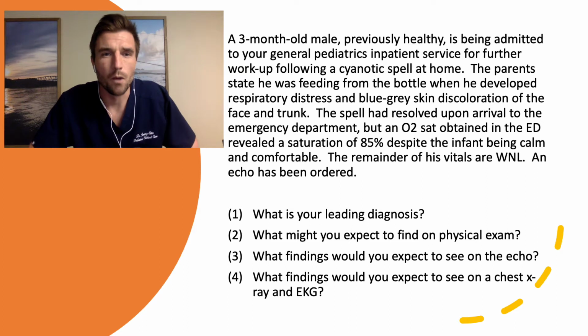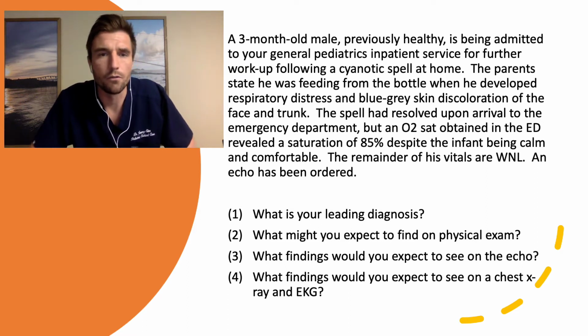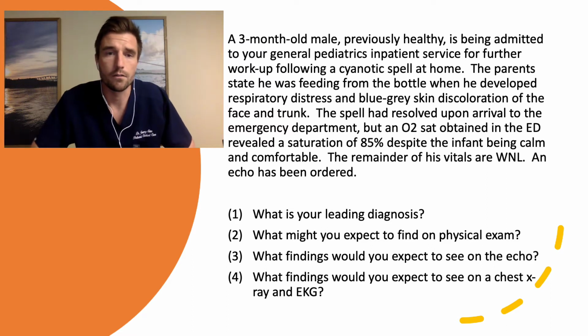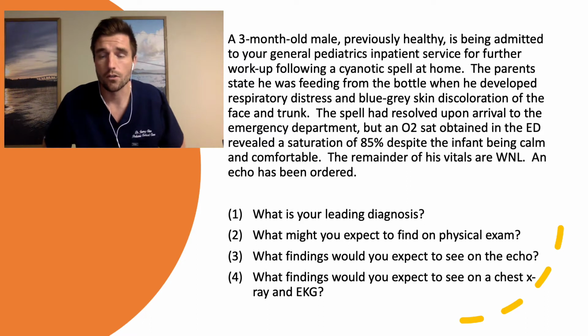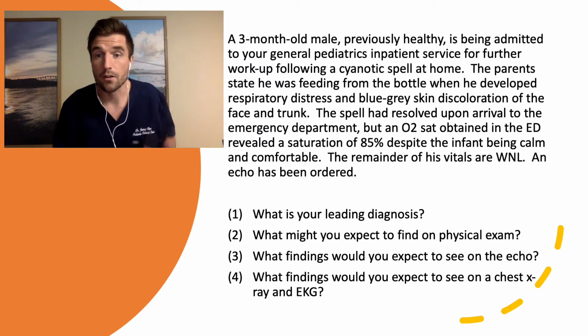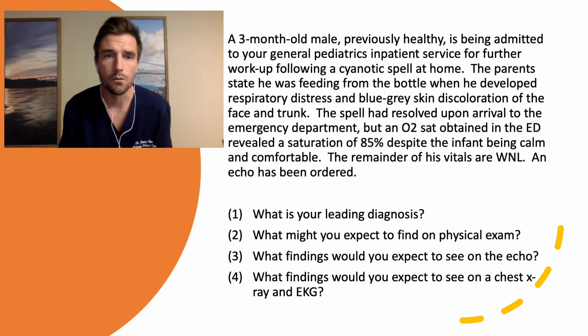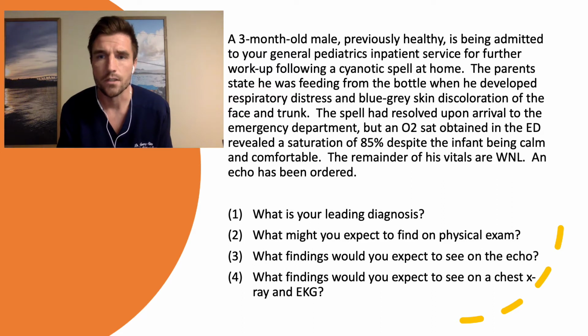And why Tetralogy of Fallot over the other 4? This is a 3-month-old, and the other 4 will typically present in the neonatal period. Indeed, usually the first day to 48, 72 hours of life. And so Tetralogy of Fallot, which is a bit of a spectrum of lesion, which we'll talk about in a couple of slides, really would be the only one that would escape the neonatal period without clinical manifestation.